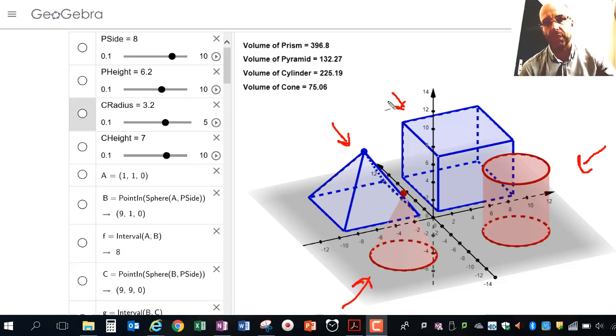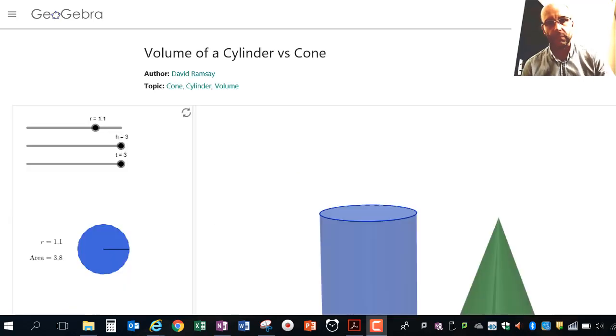So what I'm going to do is focus on the cone first, and let's have a look. This is not a proof, but it is a demonstration of the relationship between the volumes of these two versus these two. I'm also using this resource here from GeoGebra as well, by this author. And let's focus on what we have here first, which is the cylinder versus the cone.